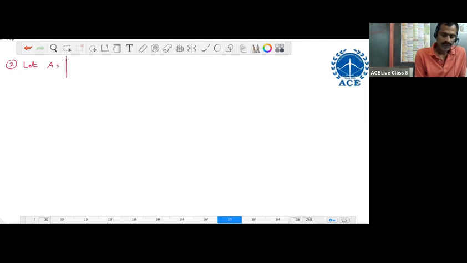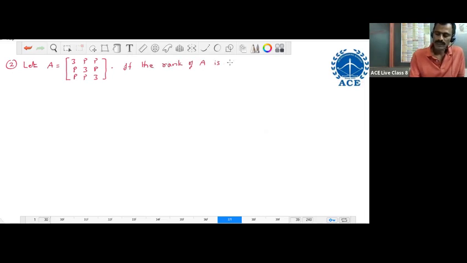Let A equal to a 3 by 3 matrix with elements 3, P, P, P, 3, P, P, P, 3. If the rank of A is 1, then P equal to?